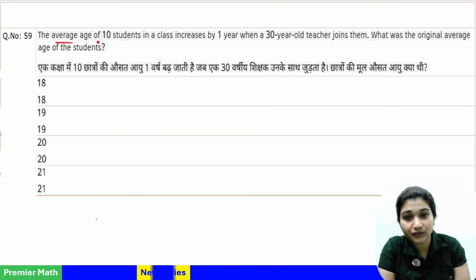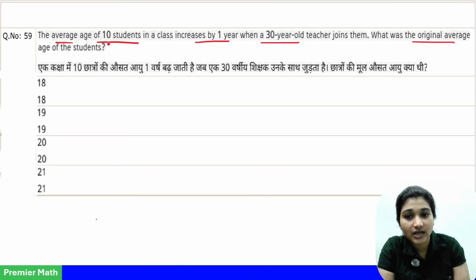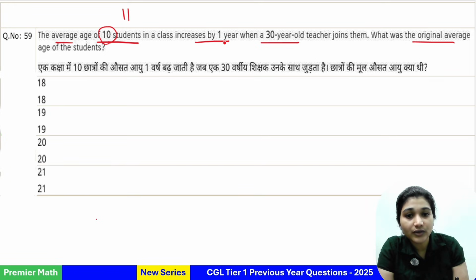The average age of 10 students in a class increases by 1 year when a 30-year-old teacher joins them. What was the original average? Initially 10 students. When a teacher joins, there are a total of 11 people. Now the increment here is 1. So 11 into 1, 11 is the total increment in sum.